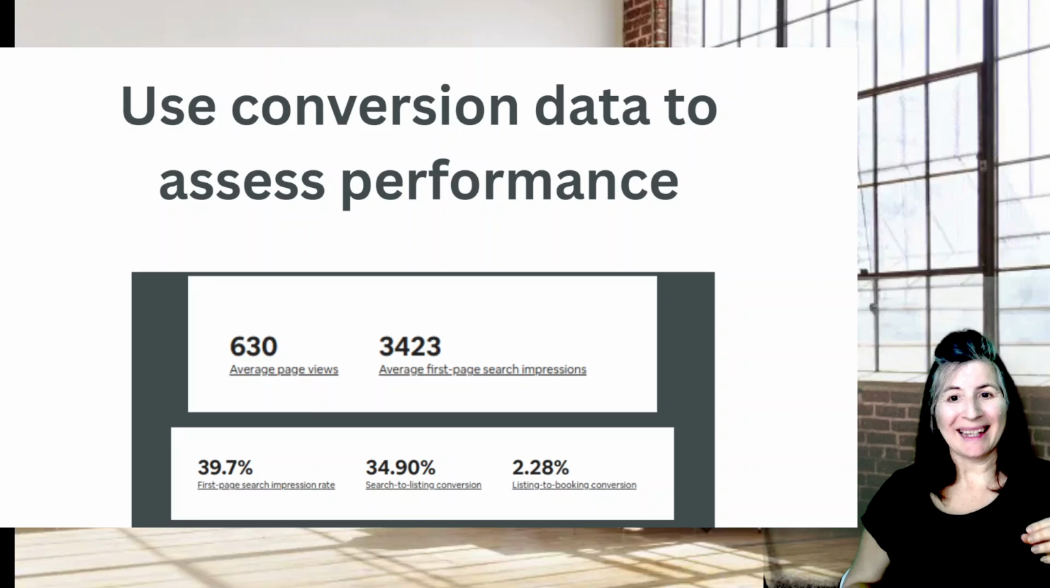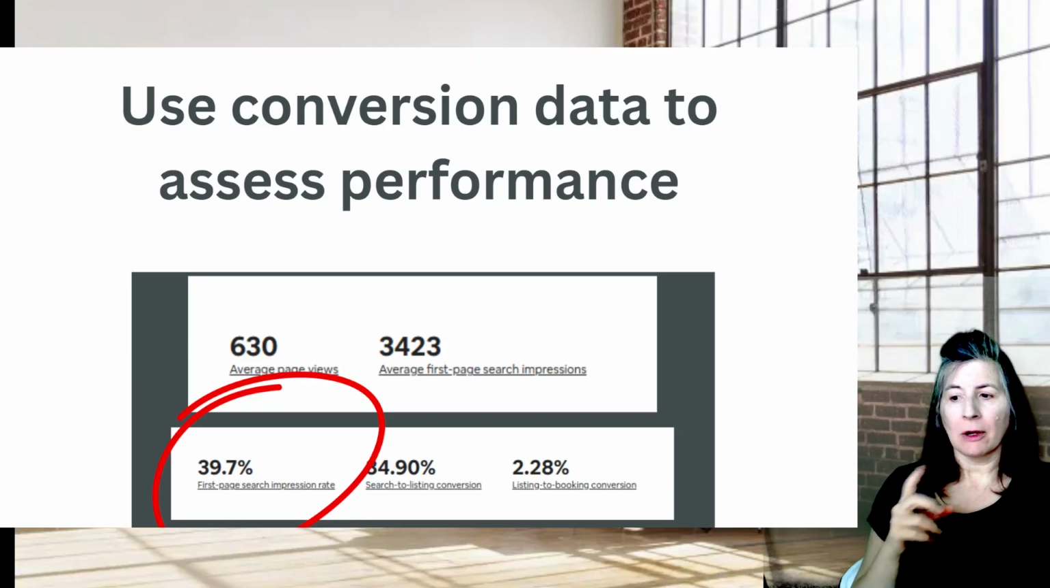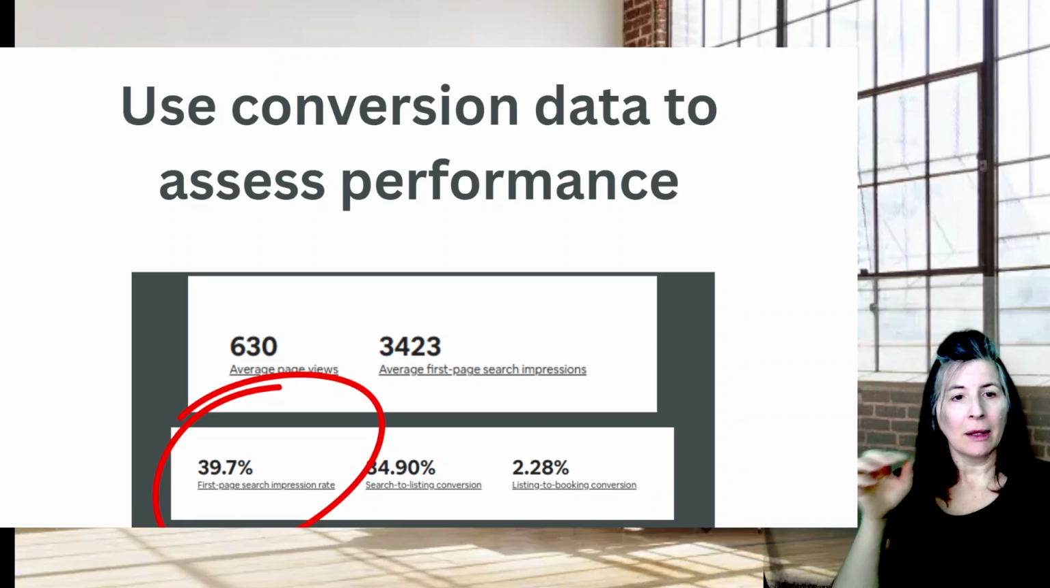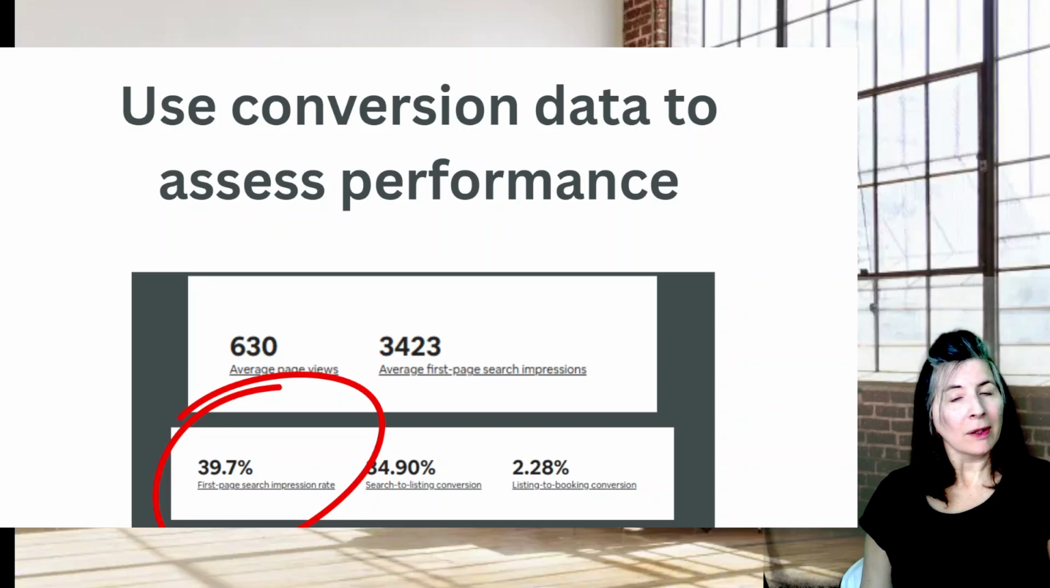And so we're going to dig into this here, but the one we're going to focus on first is this one, which is our first page search impression rate, which by the way is the same as average first page search impressions. So all that means is that for the percentage of times that your listing showed up in the search results, this is the percentage or the number of times that you were on page one for somebody's search results, right? And so we don't have a lot of control over this.